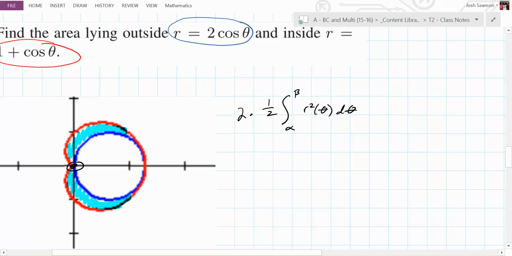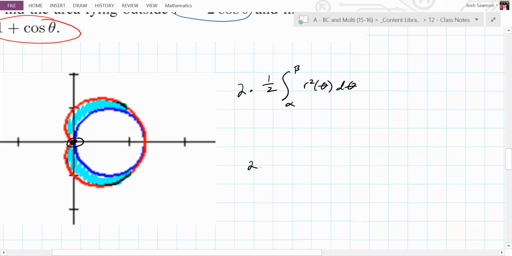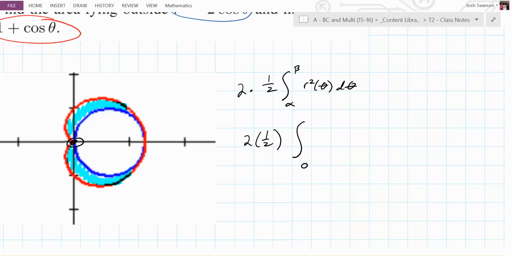Okay, so the question now is, I'll do the order here. What's the alpha and what's the beta? What's the alpha for the upper region? 0. It is 0. So we have 2, and I'm going to keep this up there just so you can remember that they're there. It's going to be 2 times 1/2 of 0 to what? Because instead of doing both of these, we're going to find just this area right here and multiply it times 2 to get both. So it's 2 times, the original one is 1/2. We're putting the 2 there because we're just going to do the upper one. With me? Yeah. So it's 0 to what?